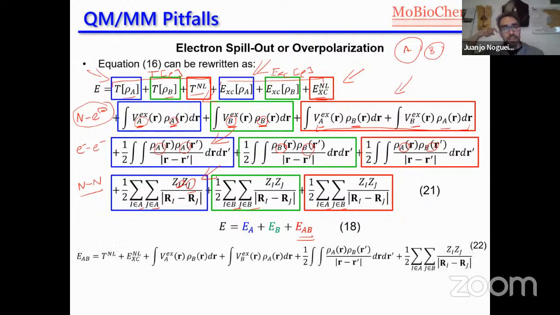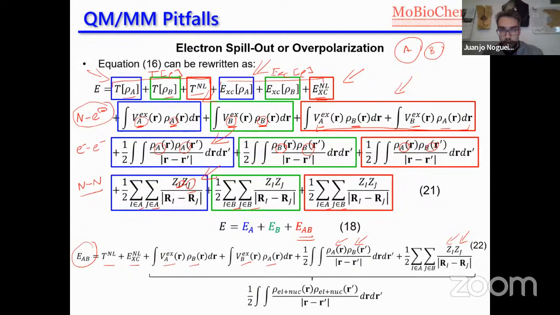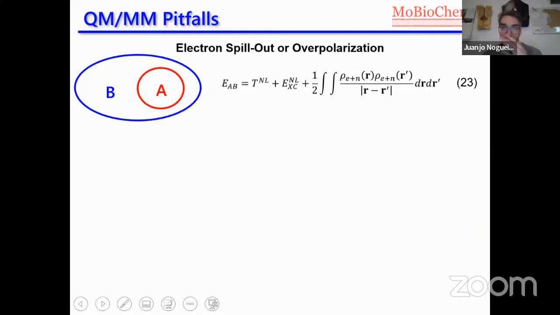Okay, so let's write down the interaction between A and B. So we have here the nonlinear terms, and now we have here nuclei-electron interaction between A and B: nuclei from B, electrons from A; electrons from A, electrons from B; nuclei from A, nuclei from B. Okay, this is the interacting term AB. Let's call all these terms, in order to simplify the equation, the interactions between electrons and nuclei, right? So I will write in this simplified way. Okay, so this is our equation. This is the interaction between A and B in our DFT formulation.